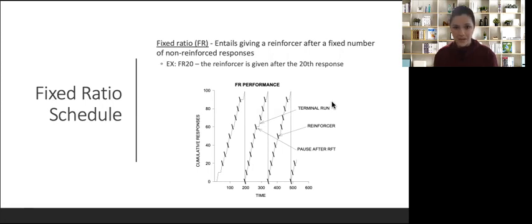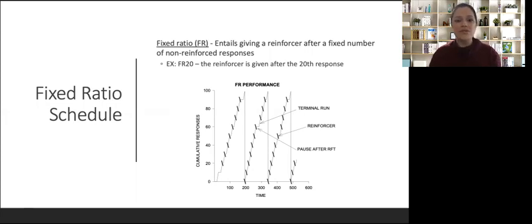Okay, so what does that mean? It means that there's a required number of responses the animal or organism has to engage in before they're given a reinforcer. So for example, if we have an FR20, that's a fixed ratio 20, the reinforcer is not delivered until after the 20th response. Okay, so that number indicates what number of responses is required for the organism to receive the reinforcer.